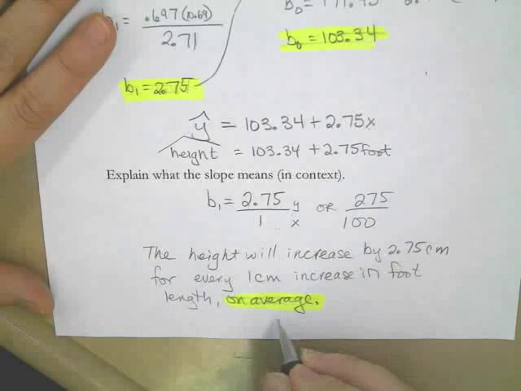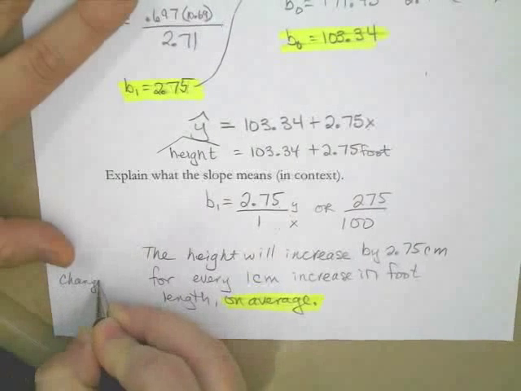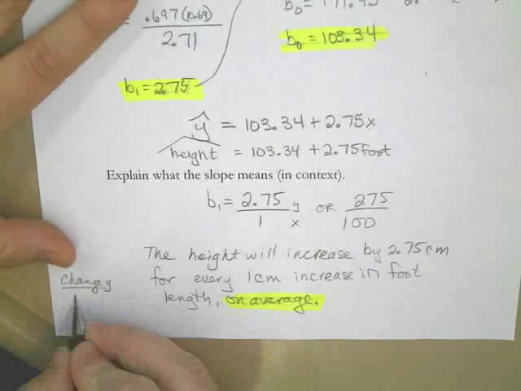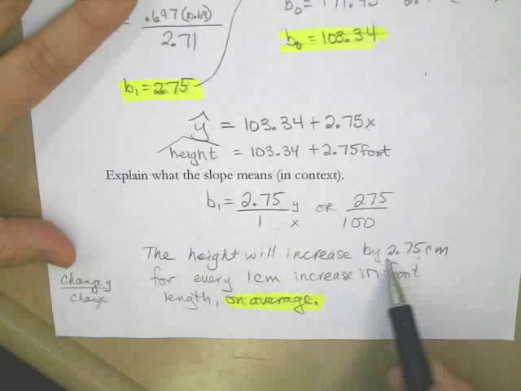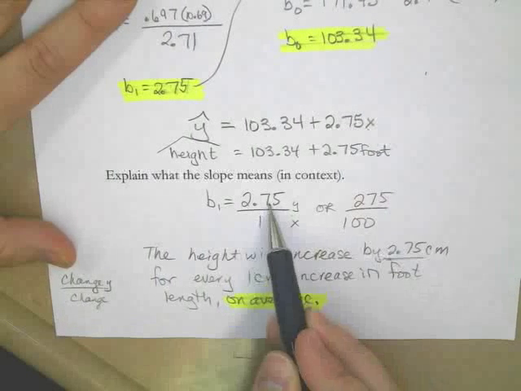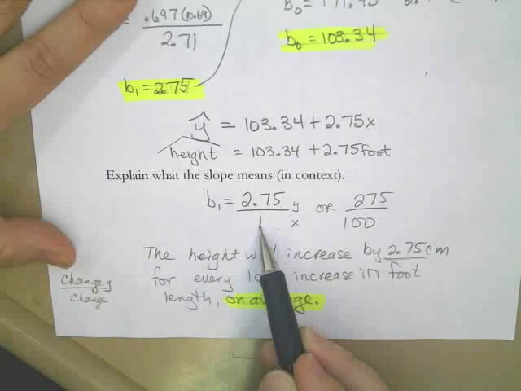But again, remember, slope is the change in y over the change in x. So that's why I said the height will increase by 2.75, which I got from here, for every 1 centimeter in foot, which was here, on average. And that's how you describe slope.